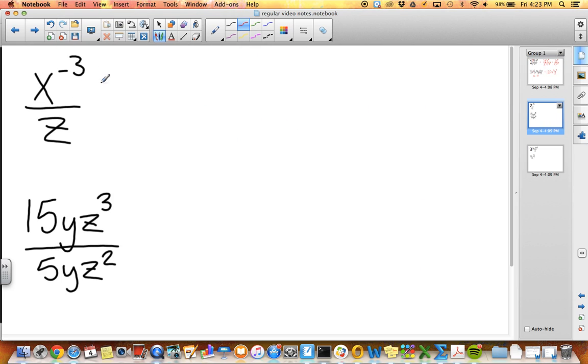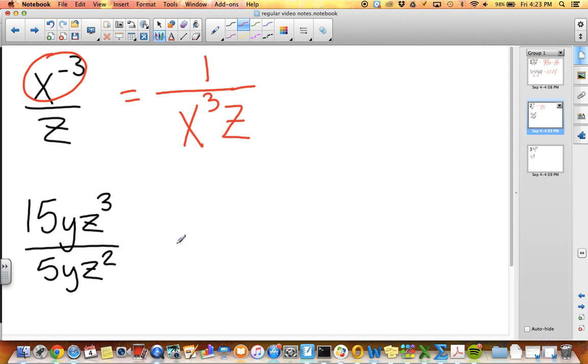Okay, negative exponent. Again, whenever we have a negative exponent, it goes to the opposite side. So x to the negative 3 is going to the opposite side. It goes to the bottom and becomes positive. z gets to stay on the bottom because he doesn't have a negative exponent, and then we put 1 as our placeholder on top. And then we can't simplify, so we're done.